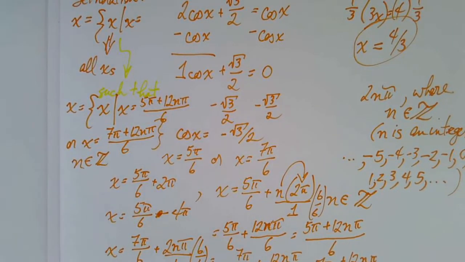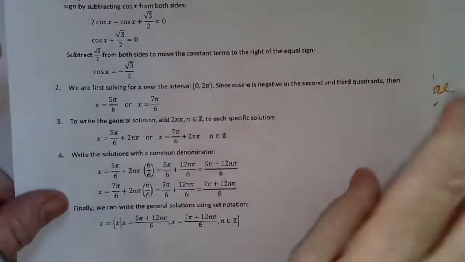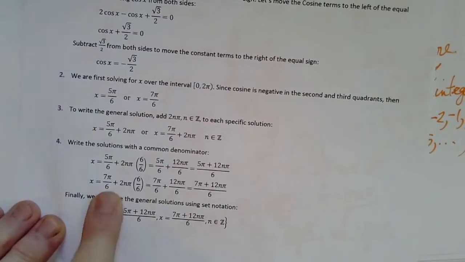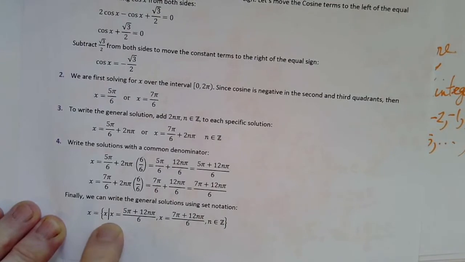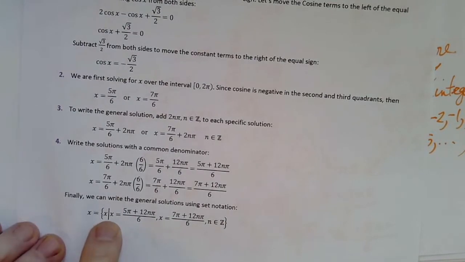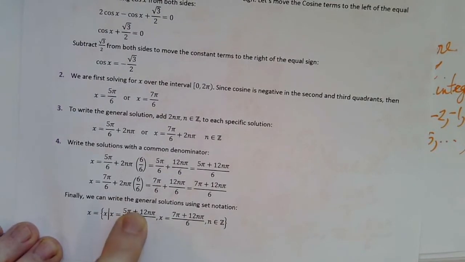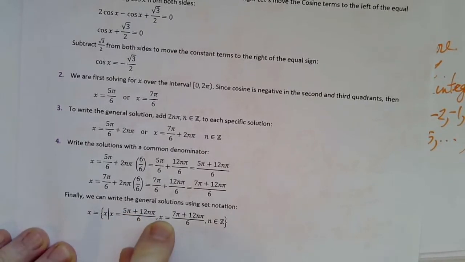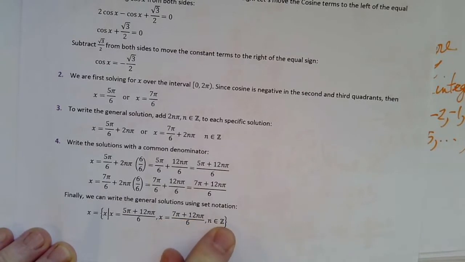And here's what it looks like pretty. All of the x's, and then the bar represents the words such that, and then we have x equals 5 pi plus 12n pi over 6, or x equals 7 pi plus 12n pi over 6, where n is an integer.